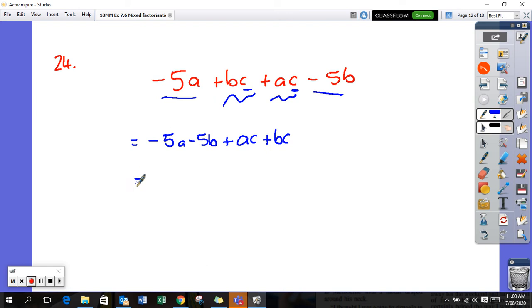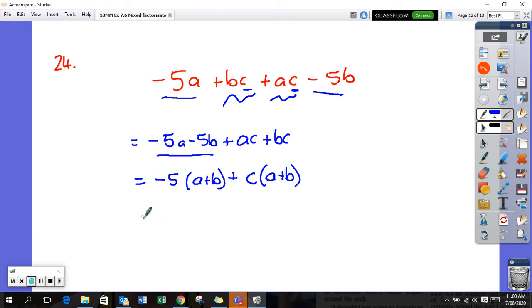So this part, the first part, we're just going to take minus 5 out as a common factor, and that leaves us A plus B. Be careful with this one. We've taken the minus 5 out, so when we take the minus 5 away, we're left with plus B. And here we're going to take C out, and we're left with A plus B. A plus B in the bracket, A plus B in the bracket.